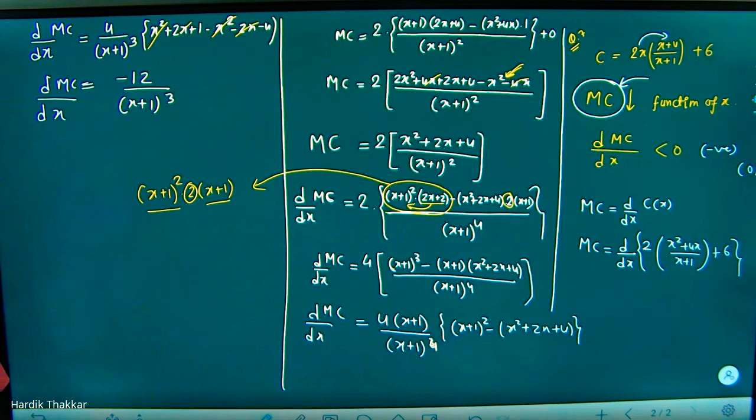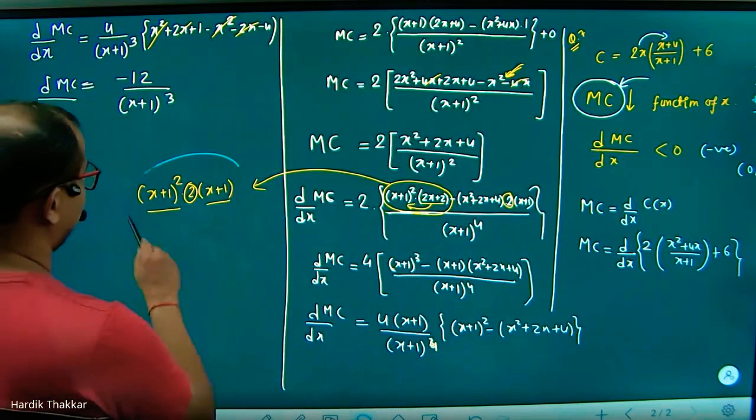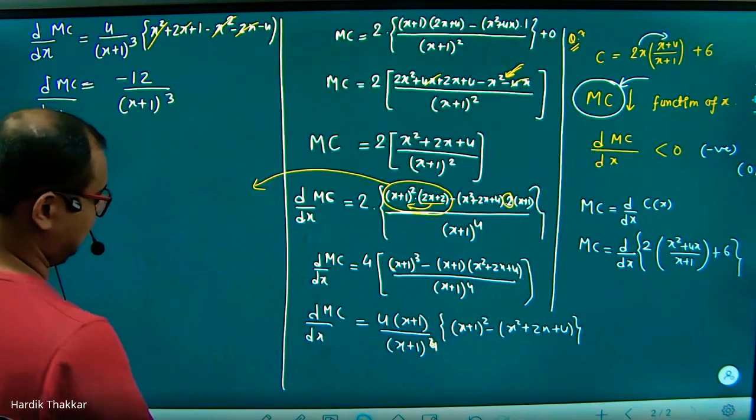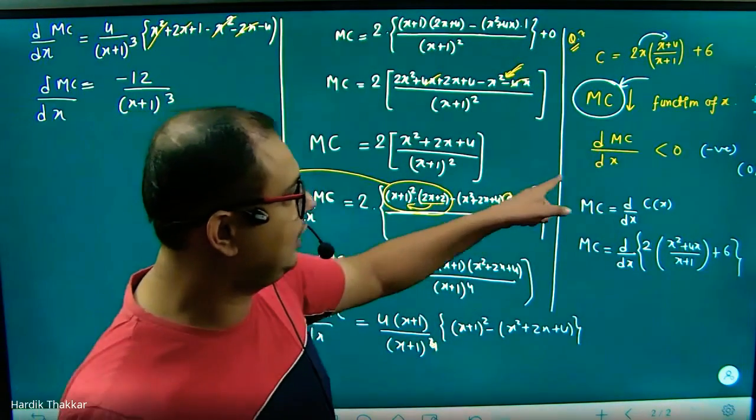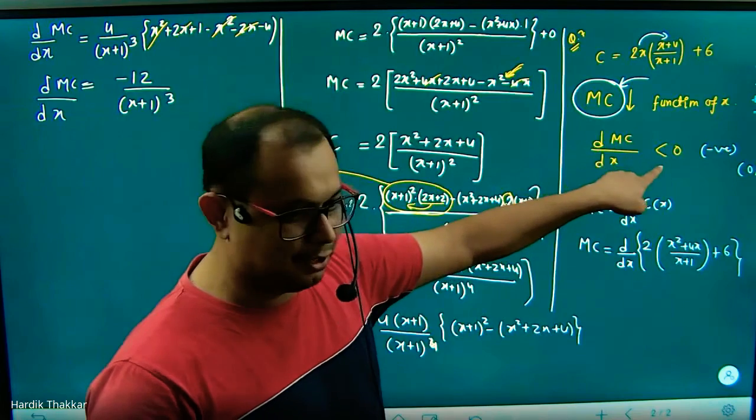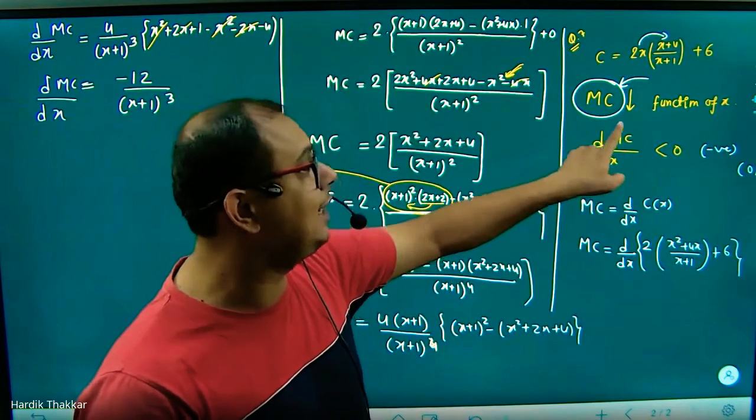Any other doubts? कृष्णा खुद से सॉल्व कर रहा था क्या? ओके, चेक कर लेना सॉल्यूशन से। ठीक है, आगे बढ़े हम लोग इसमें क्वेश्चन में। So what we have to do exactly here, that we have to show that MC is negative. For that we have to show that its derivative is negative.